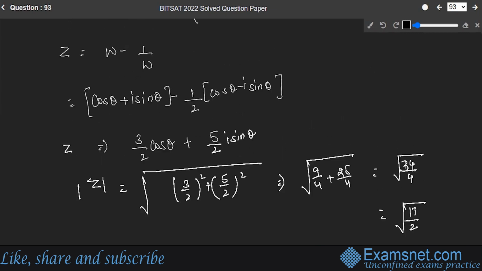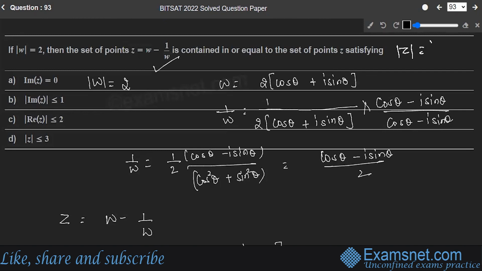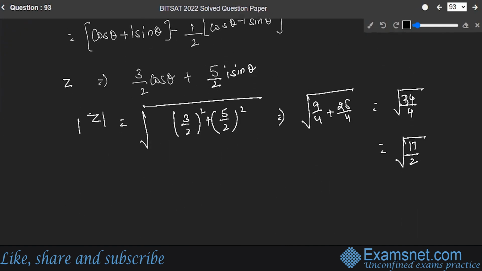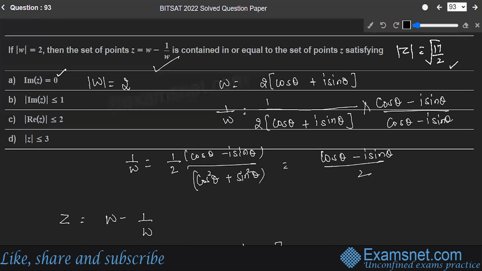The modulus of z is this. And if we check with that first option, imaginary of z is equal to 0. This is not true. We have the imaginary part, so this is wrong. The modulus is less than 1. So let's check with the imaginary part of this. That was equal to modulus of this, so 5 by 2 square. So this is equal to 5 by 2. This is not less than equal to 1. So this is even wrong.